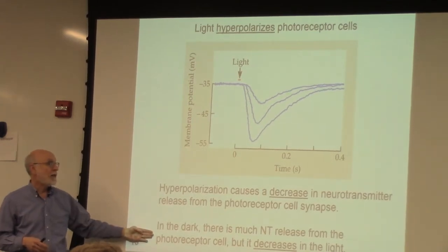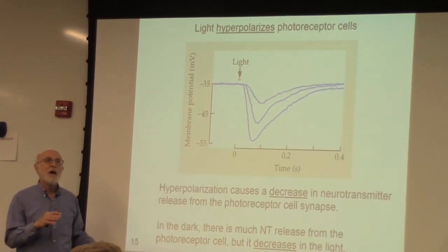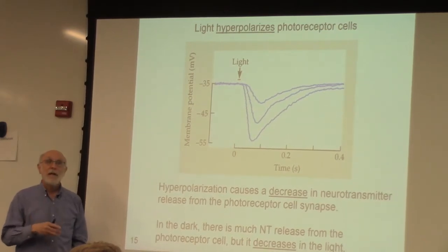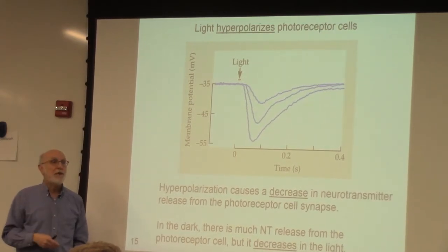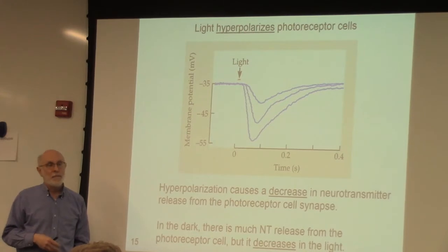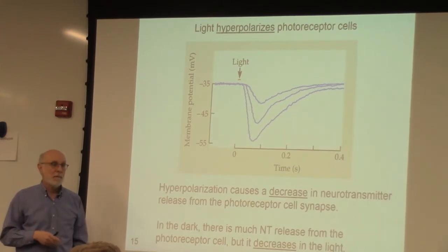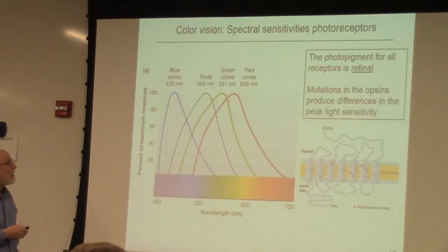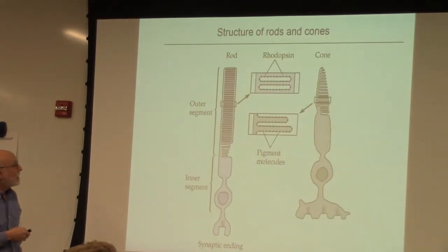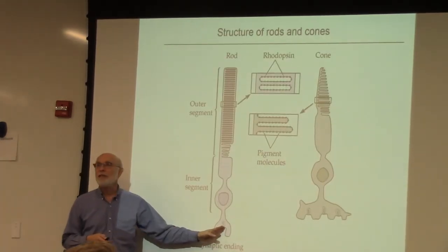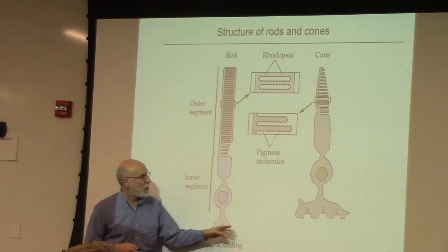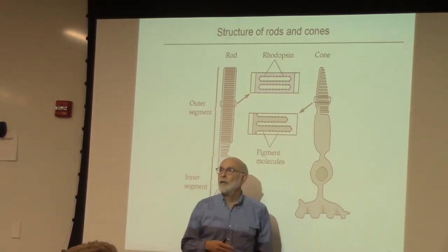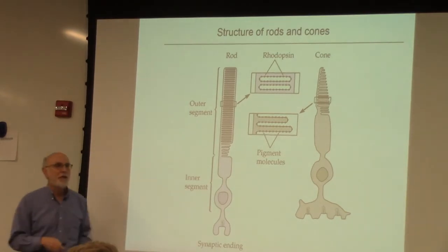So in the dark, there is a lot of neurotransmitter release. These photoreceptor cells are specialized to be able to release a lot of neurotransmitter all the time. Well, all the time in the dark. The synapse has a special name. It's called the ribbon synapse because these structures here help it release a lot of neurotransmitter in the dark. I won't hold you to that name.